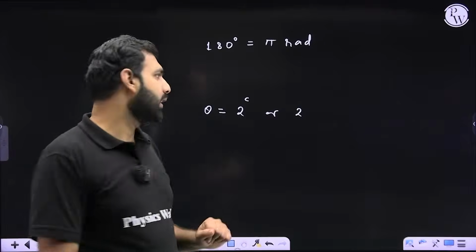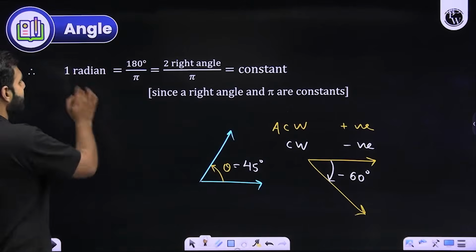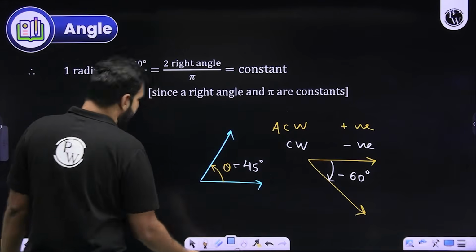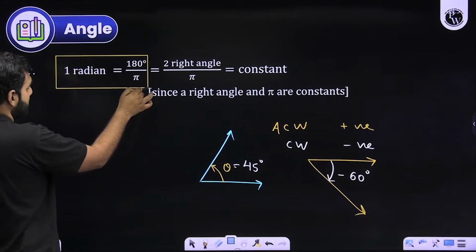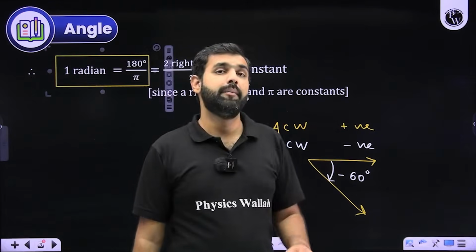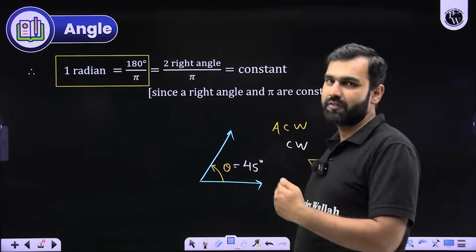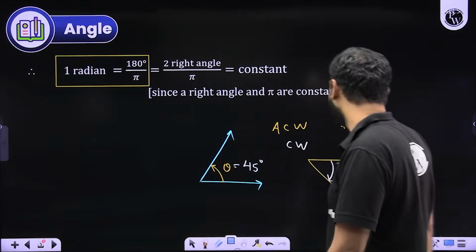Now, if I go back to the discussion we were having, please remember, we have discussed that pi radian is equal to 180 degrees. This is something which you must remember. If you have this in your mind, you will be able to draw a lot of conclusions based on the relationship between degree and radian. How? Let's have a look at that part.